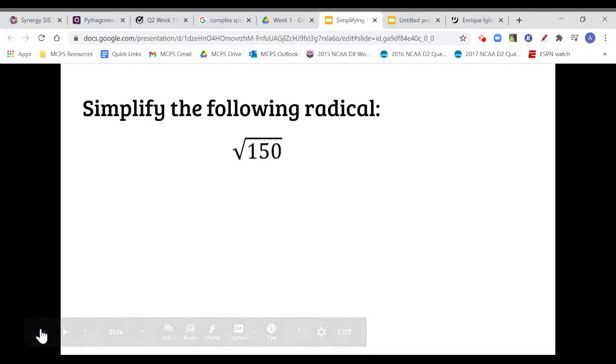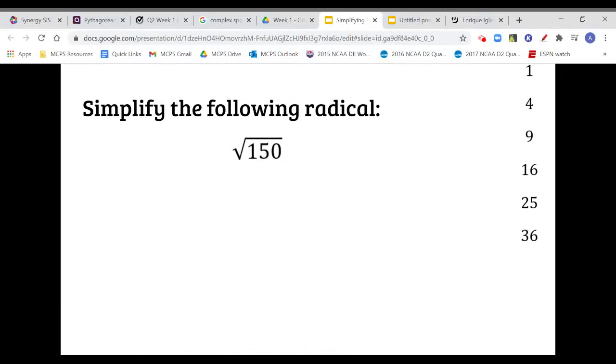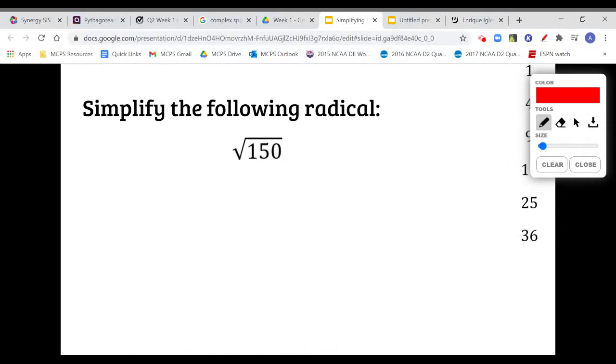All right, so we are going to look at two more examples before we go. So right now on the screen, I have the square root of 150. Now this is a bit bigger of a number. So if you look at this, you're thinking, okay, half of 150 is 75. So I really want to look at any perfect square less than 75.